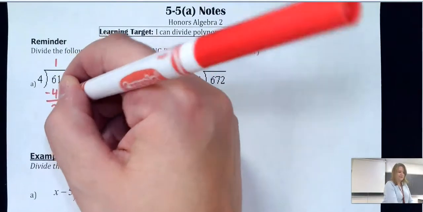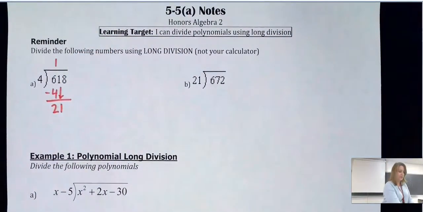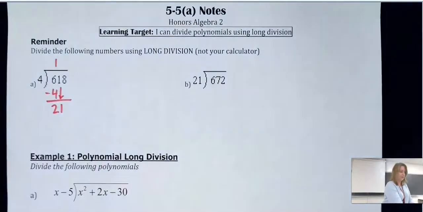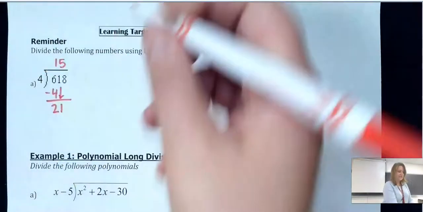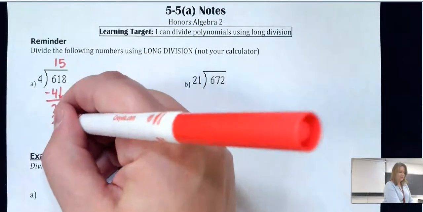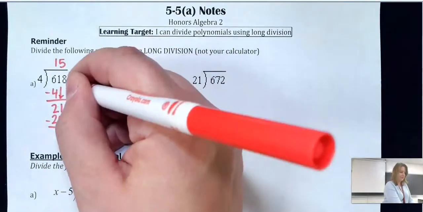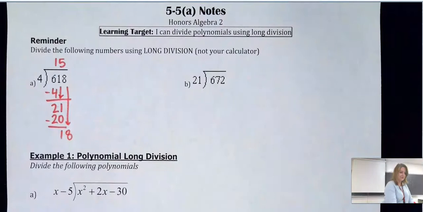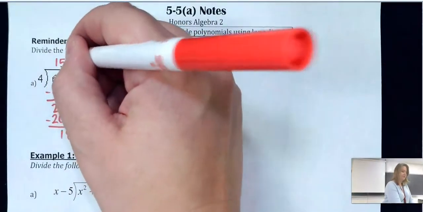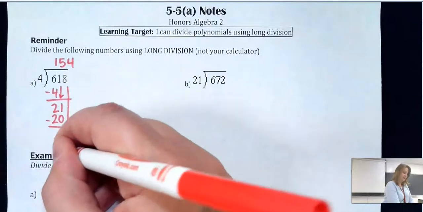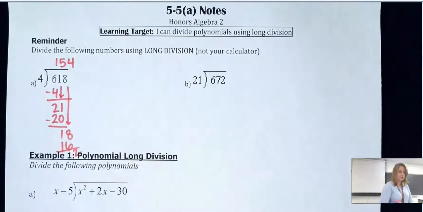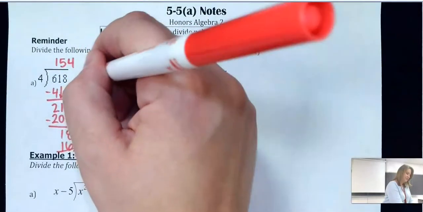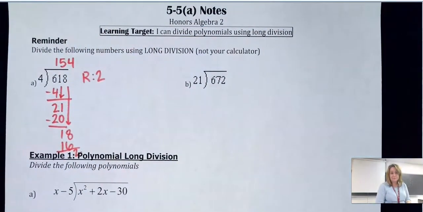Then we're going to bring down the next digit in the number and repeat that process. So how many times does 4 go into 21? We would say 5 here. And so 5 times 4 is going to give me 20. Again, you subtract, and then you bring down that next lovely number, which is the 8. Repeat that one more time. So 4 into 18 is going to go 4 times. 4 times 4 is 16. If I subtract, there is 2. So the remainder is going to be 2. So how many times does 4 go into 618? 154 times, with a remainder of 2.